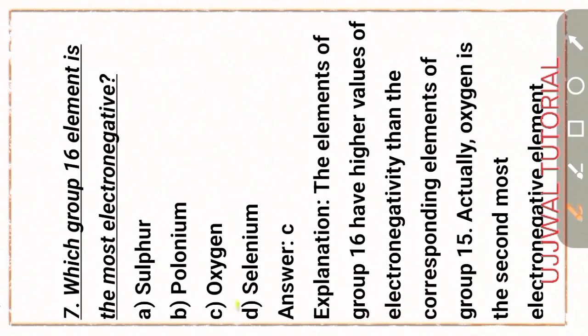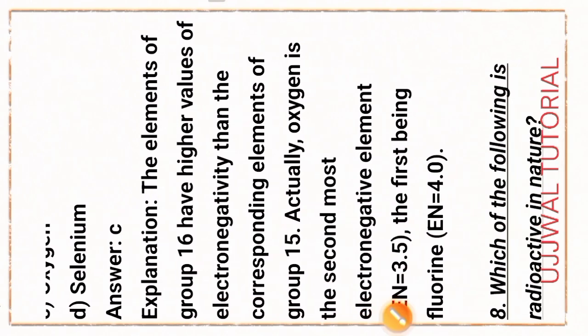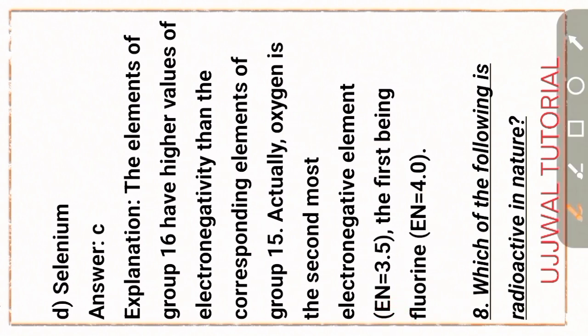Which group 16 element is the most electronegative? That is option C, oxygen. The elements of group 16 have higher values of electronegativity than the corresponding elements of group 15. Actually, oxygen is the second most electronegative element, with an electronegativity value of 3.5. The first is fluorine, with an electronegativity value of 4.